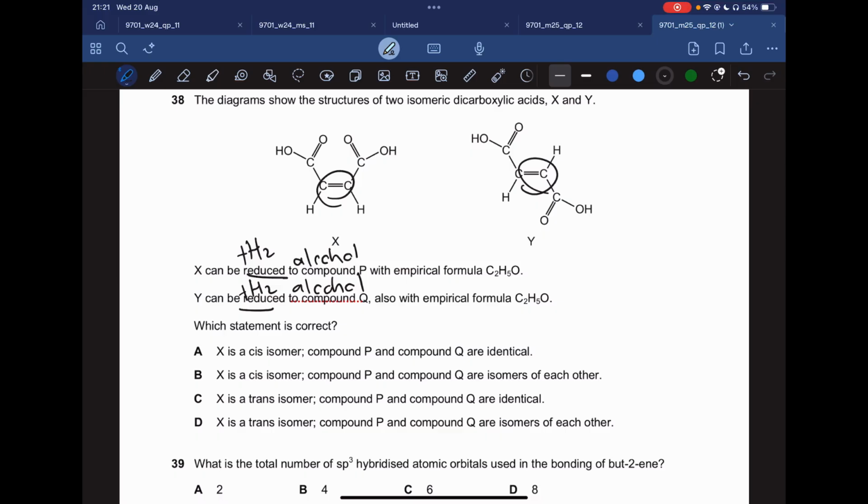Okay, so which statement is correct? Let's just look at X. Is it a cis or trans isomer? They are both on the same side of that carbon, so it's a cis isomer. Now, what will happen when they are being reduced? Will they be isomers of each other or identical? If you look, this double bond will be breaking apart, and when it breaks, we no longer have cis or trans isomers. We can't have cis and trans isomers without the inability to rotate about that double bond. So that means we cannot have isomers once those double bonds break.